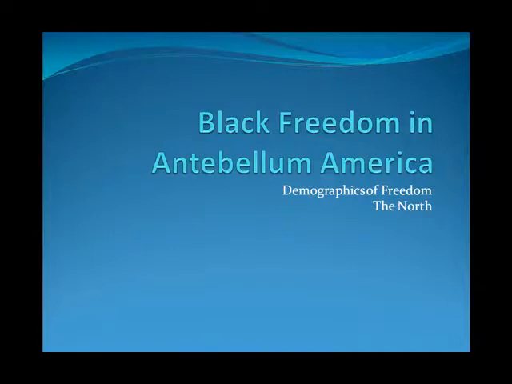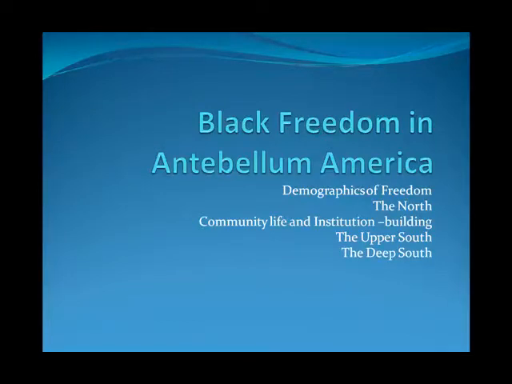We're going to take a look primarily at what this meant in terms of freedom in the North. We'll talk about community life and institution building in northern free black communities. By comparison, we'll take a very brief look at slavery and freedom in the Upper South, and freedom in the Deep South.